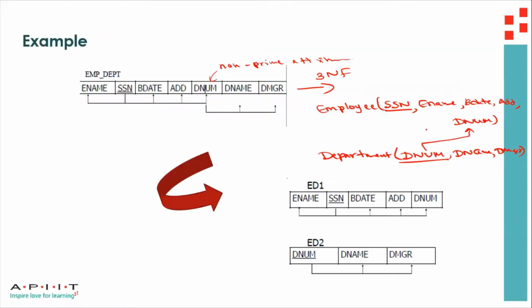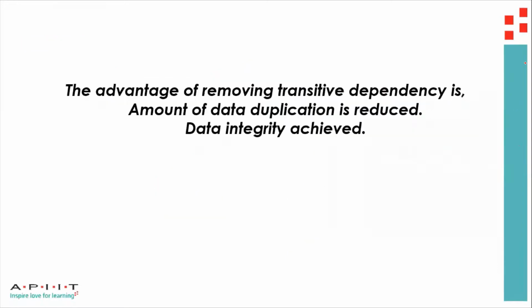That means, look at this. D name is depending on D num, and D manager is depending on D num, and here this D num should be the super key. It should be a super key. This is a must. That's why I told you normally, if we have completed the third normal form, automatically Boyce-Codd is available. So don't worry. See, D num is the super key. Here, look at this one. E name is depending on SSN, social security number. So this E name is depending on the super key of the employee relation. That is what Boyce-Codd says.